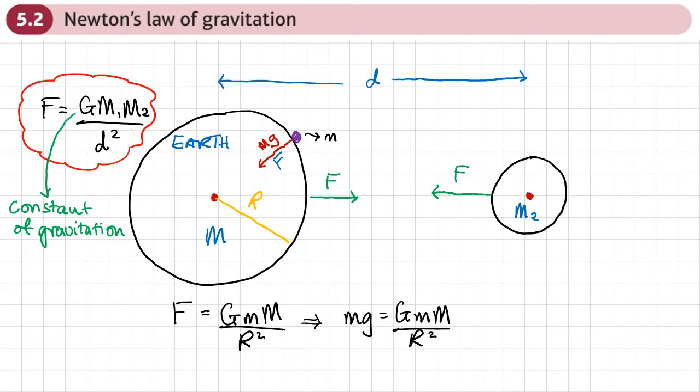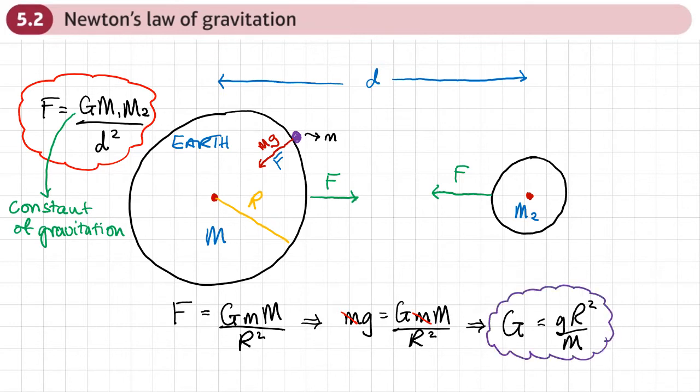We can cancel out the m's. Then we will multiply both sides by R squared and divide both sides by big M, and we will get g R squared over M. Sorry, GM equals g R squared. And this is another useful formula, particularly useful for when you want to eliminate G, this constant of gravitation, or you don't know G in your working.